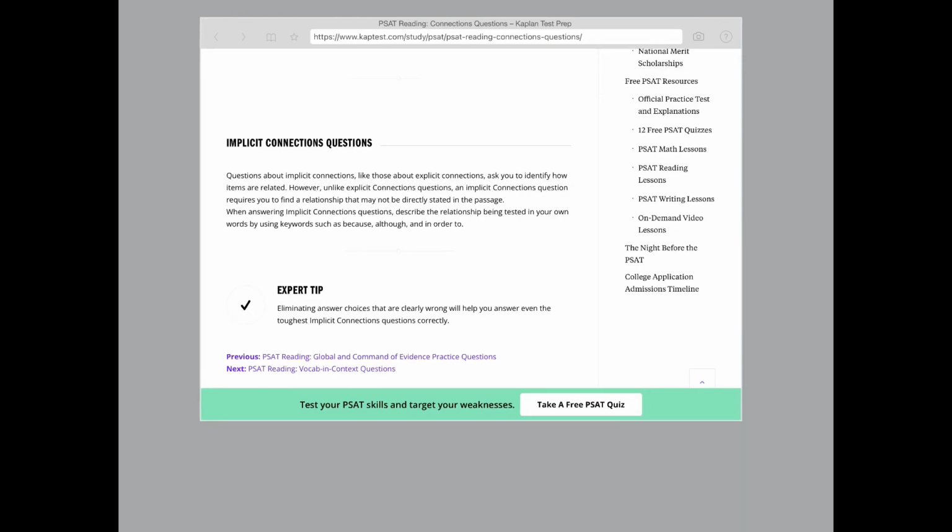Like the explicit connections, on implicit connection questions, you're also going to be asked to identify how 2 items are related to each other. But the difference is that in an implicit connection question, it's up to you to discover the relationship. You're not looking for how that's explained in the text. You're asked to generate one. So when you're answering these implicit connection questions, you want to be sure that the answer choice that you're choosing is describing the relationship that's being tested. Is it a cause and effect, or what type is it that's being asked? In your own words, you're going to be putting these answers. So this is a good one to practice that strategy where you guess what you think the answer should be before you look at the answer choices.